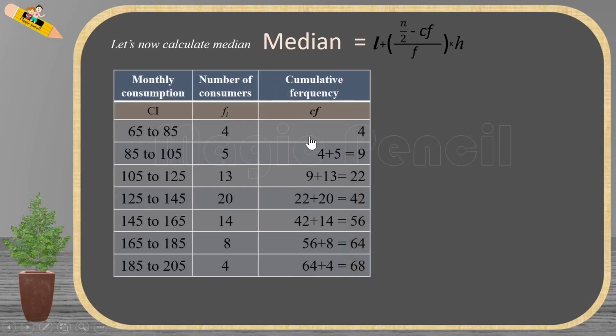First of all, we have written 4. 4 plus 5 gives us 9. 9 plus 13, 22. 22 plus 20, 42. Again 42 with this 14, 56. Again 56 with this 8, 64. 64 plus 4, 68. So this is how we need to calculate cumulative frequency for this given data. Calculation of cumulative frequencies is the first step to calculate median.